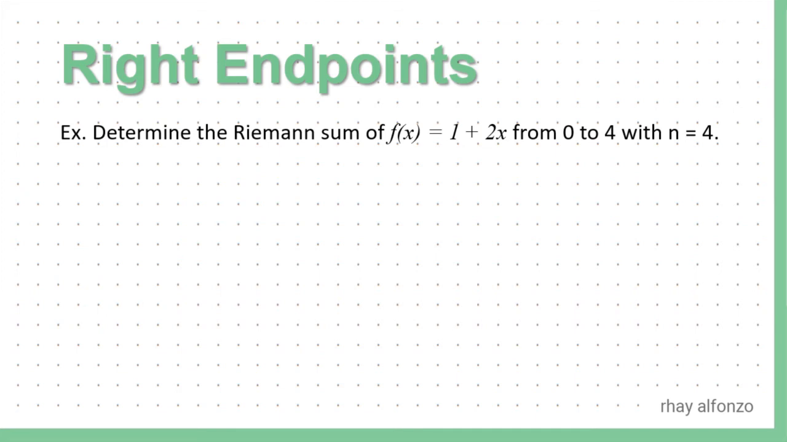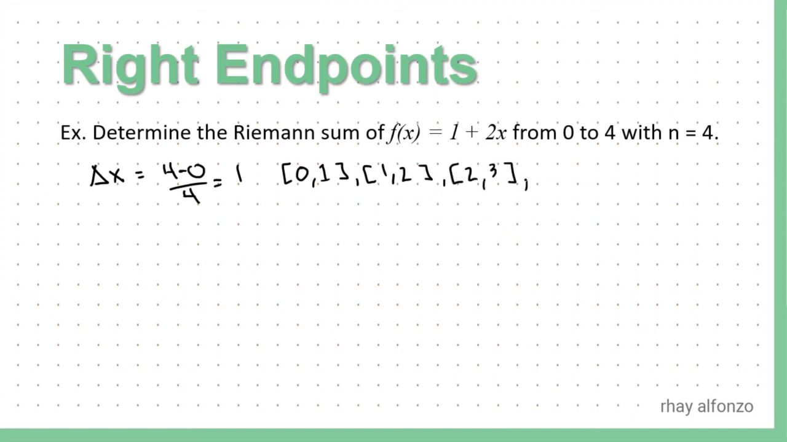So determine the Riemann sum of f of x is equal to 1 plus 2x from 0 to 4 with n is equal to 4. So we've been dealing with this subinterval for quite a few examples. So we have 4 minus 0 over 4, or delta x is just equal to 1. And our subintervals, we have 0 to 1, 1 to 2, 2 to 3, and lastly 3 to 4. So what we are going to use are right endpoints. So let me just circle them in order for us not to get confused.